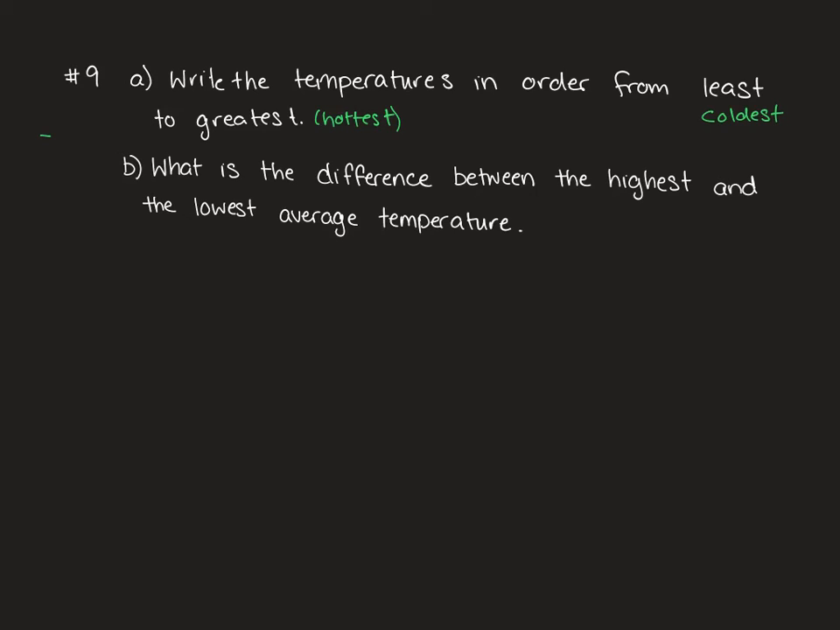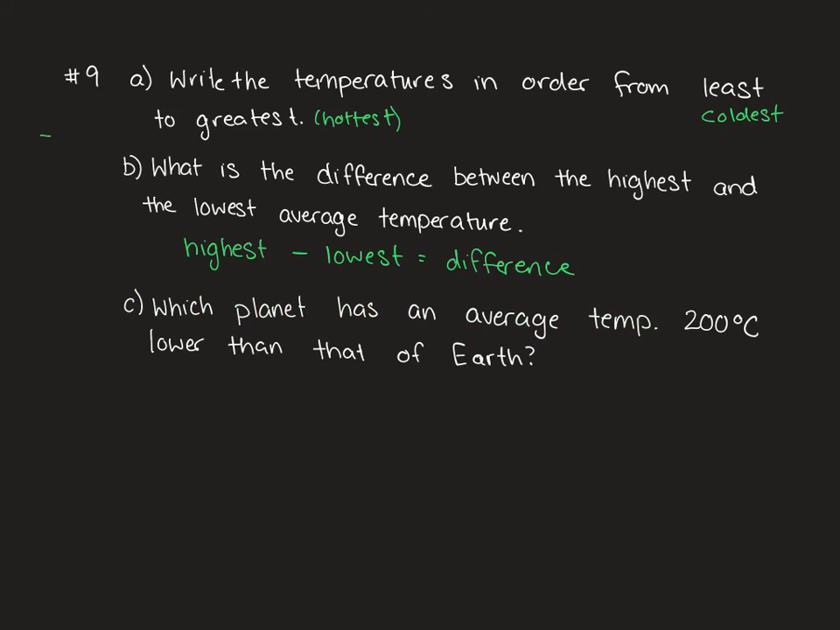Question B says, what is the difference between the highest and the lowest average temperature? Difference is the answer to a subtraction question, so we'll be subtracting the lowest from the highest number, and that will give us the difference. Question C asks, which planet has an average temperature 200 degrees lower than that of Earth? So if we're going for lower, that means we'll be subtracting, so you could take Earth minus 200, and the answer should be close to one of the other planets' average temperature.